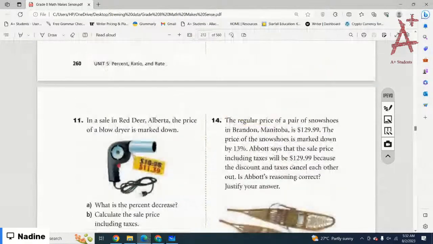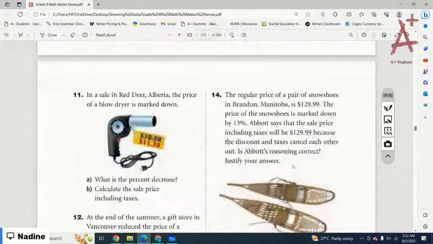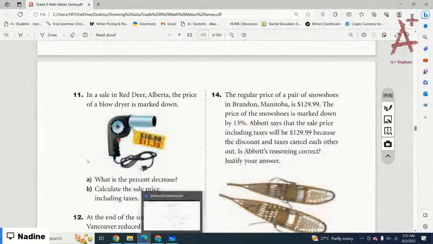Okay, let's just start with question number 11. In a sale in Red Deer, Alberta, the price of a blow dryer is marked down. What is the percent decrease? Calculate the sale price including tax. Originally it was 18.98 and now it is 11.39. You have to calculate the percent decrease and the sale price including tax.